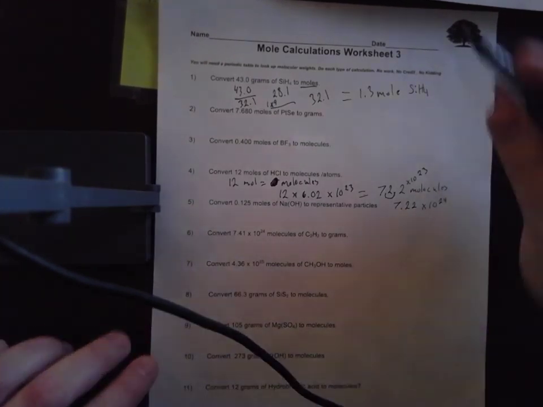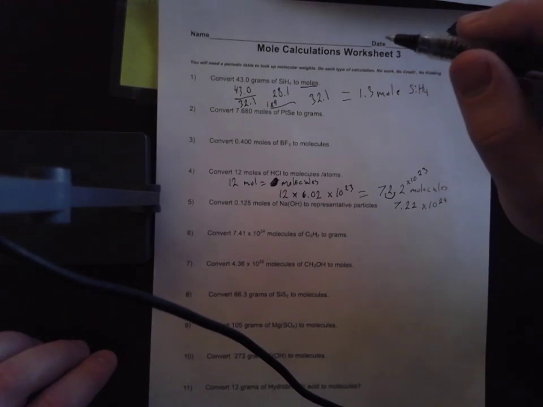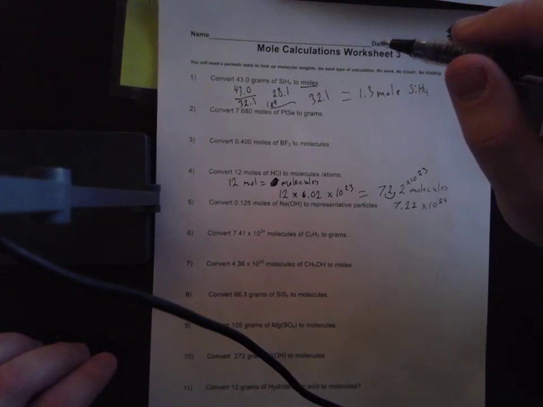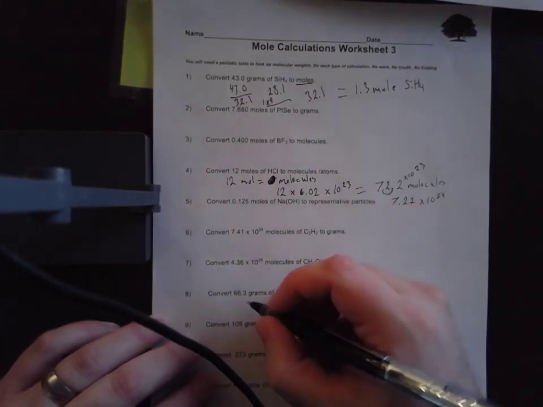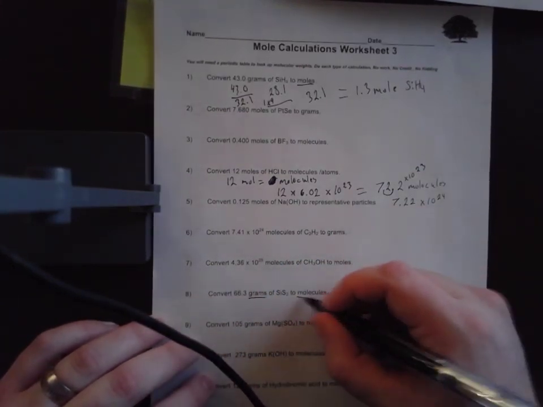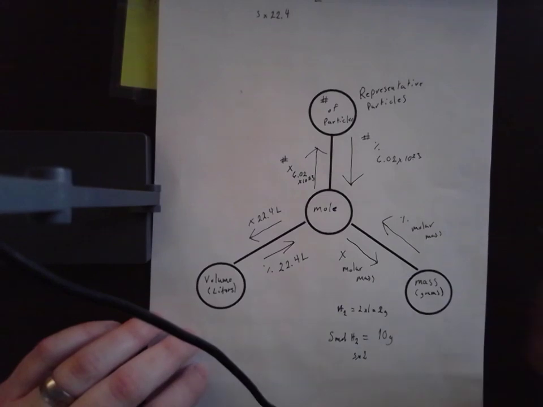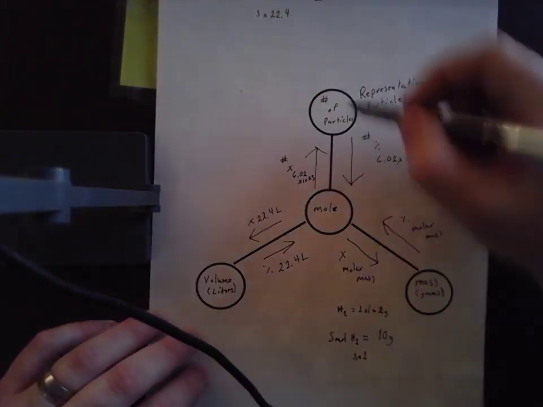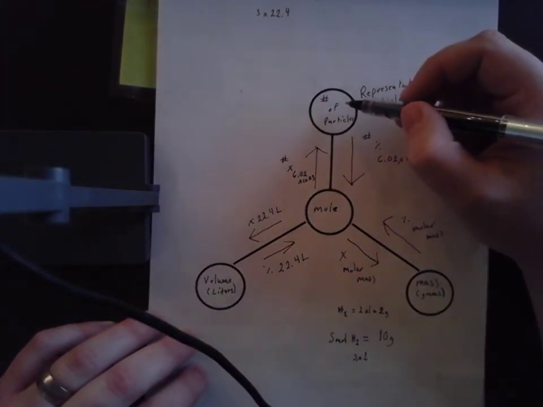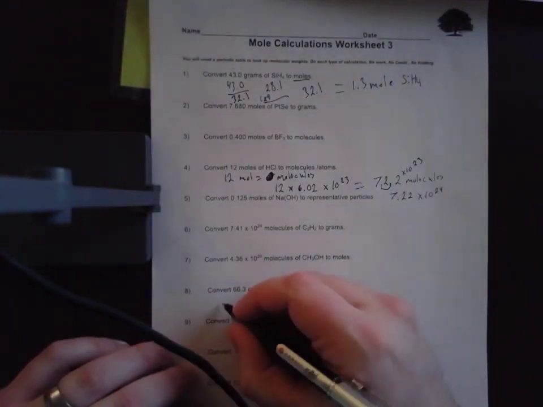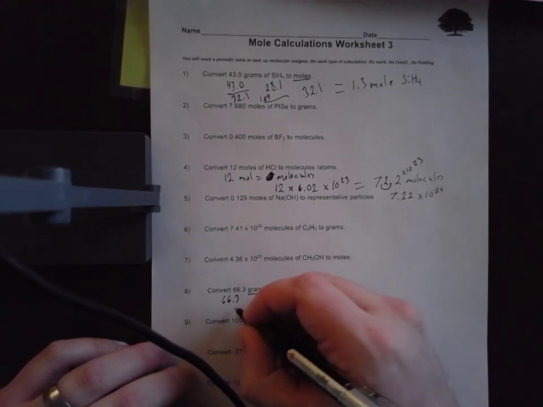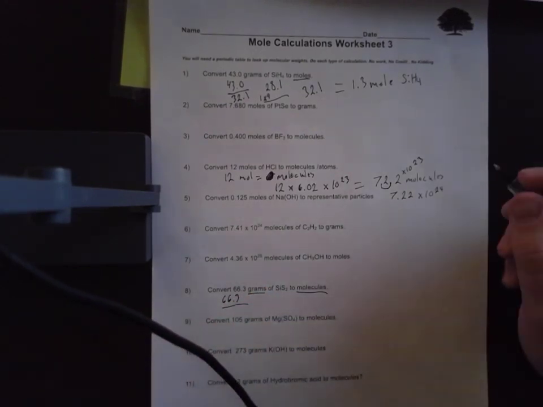All right, let's do 8, because it's a 2-step. We have to get from grams to molecules, so that means we're going from here to here. We will get the mass, divided by the molar mass, and then multiply by Avogadro's number.